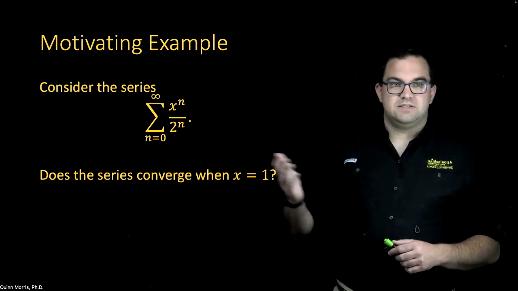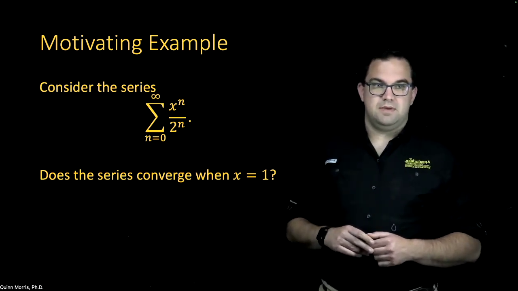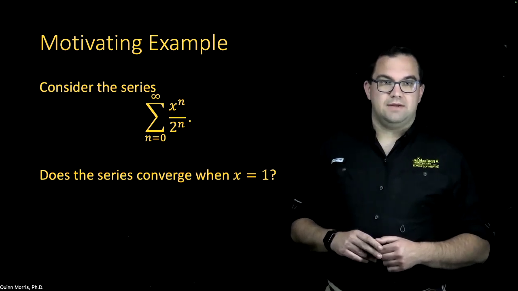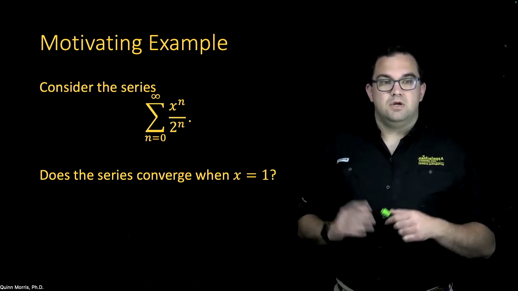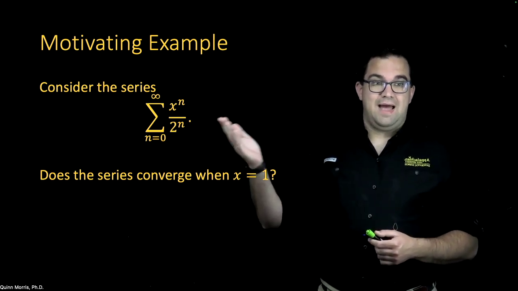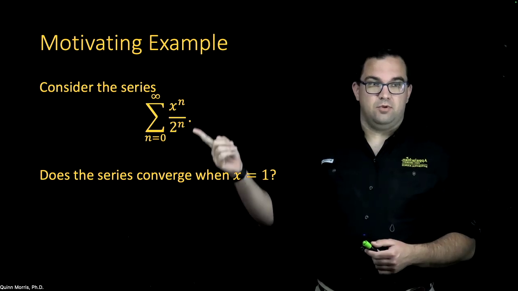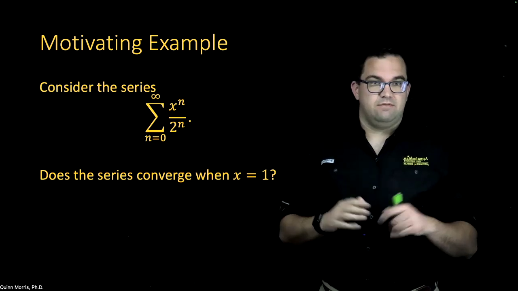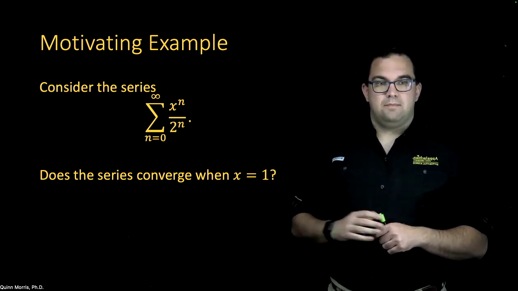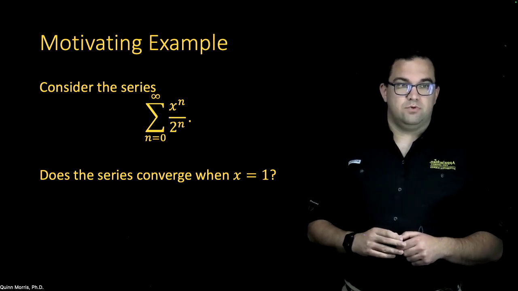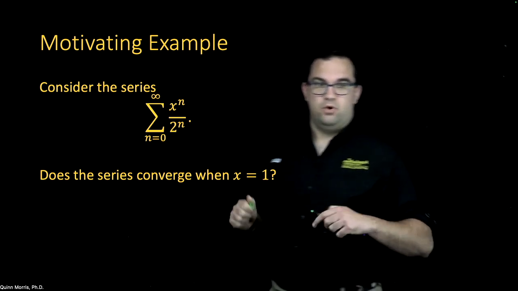So imagine that you were asked to consider the series, the sum n equals 0 to infinity, x to the n divided by 2 to the n. Now, just looking at this series, you now have a variable x, which is not like the variable n, which is indexing our sum, right? This is just a different variable x. If I were to ask you, does the series converge when x is equal to 1? Well, now you have a value for x.